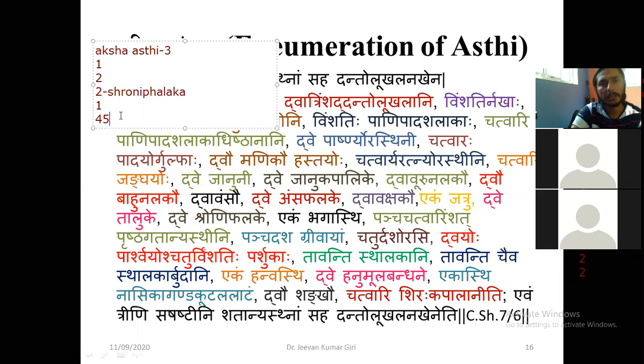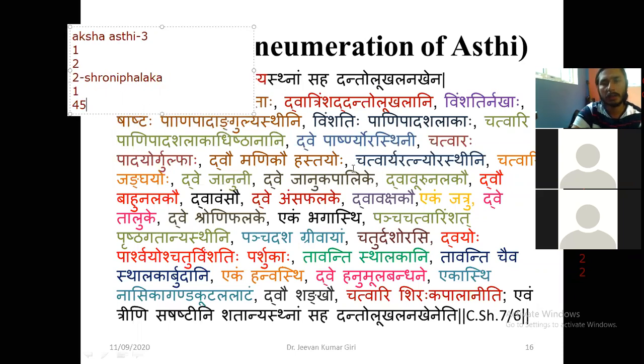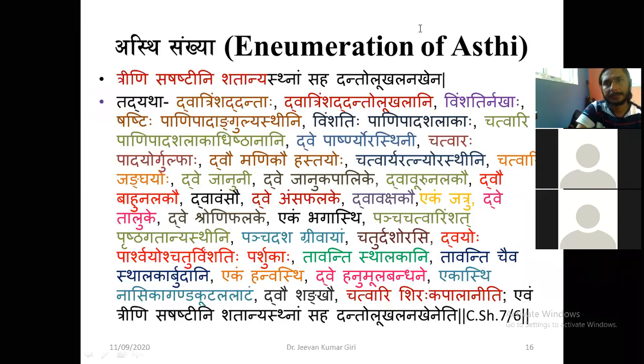Okay, up to here? Yes, sir. Okay, right up to here, then I will continue tomorrow. Okay, just you have to write the name and the number of the bone. So that is up to here. Panchachatvarimshat Prishthagatanyastini. So there are 45 bones in the Pristha. Okay, just remember up to here. Then we will continue in the next class. Yes, sir. Thank you.